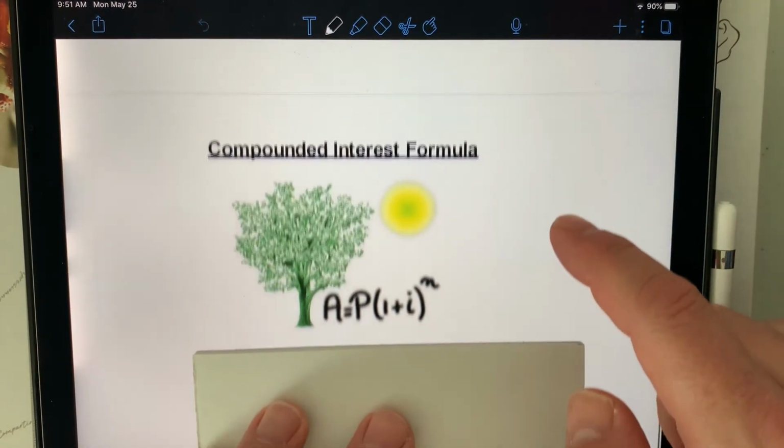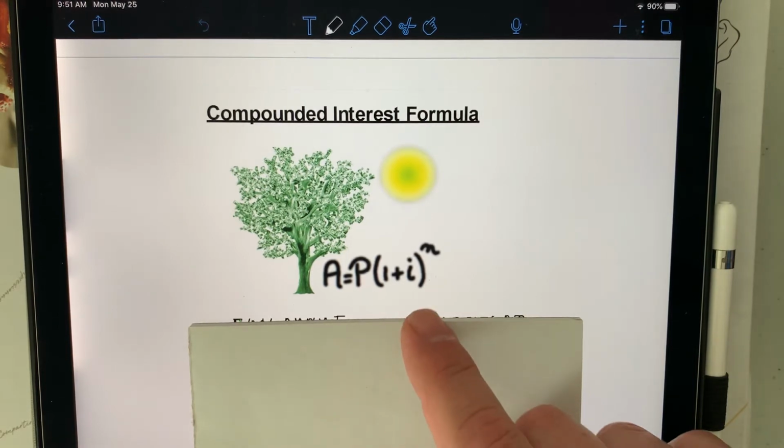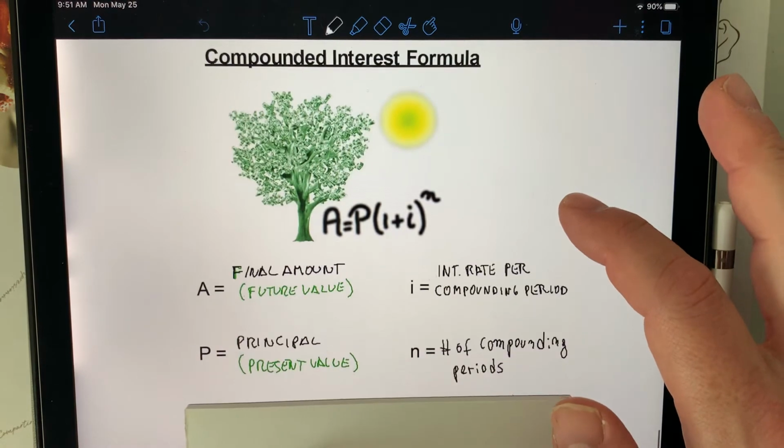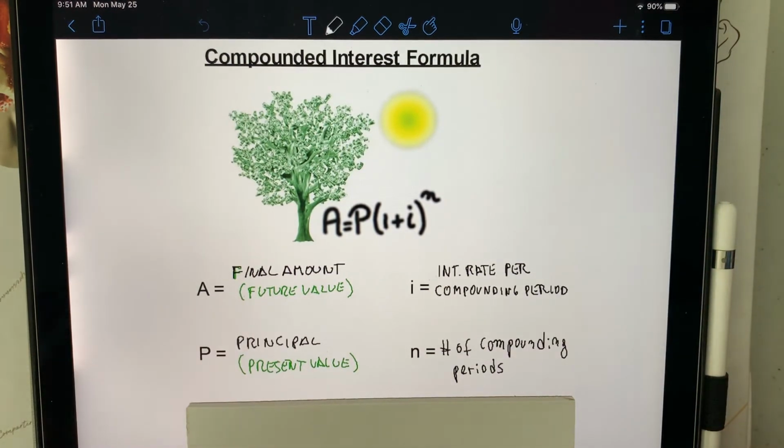So the formula for compounded interest is A is equal to P, bracket, 1 plus i to the power of n. What do those numbers, or letters represent, sorry. So A is the final amount. That's the A for the amount. But really, I'm going to call it the future value. It's how much money you're going to have in the end.